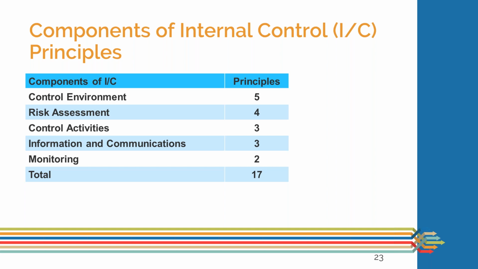Yes. Now, when we're talking about components of internal control, there are 5 components that you need to establish internal control. They're, again, control environment, risk assessment, control activities, information and communication, and monitoring. These are your 5 components that really strengthen your internal controls. And what we have on this table is the different principles that would be used within each component. So as you can see, for control environment, there are 5 principles that you could use.